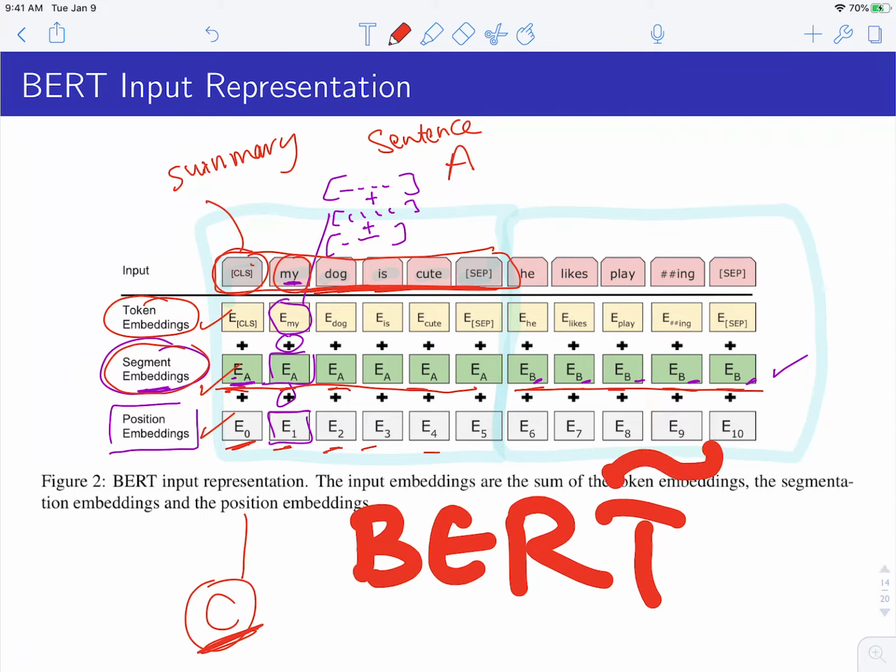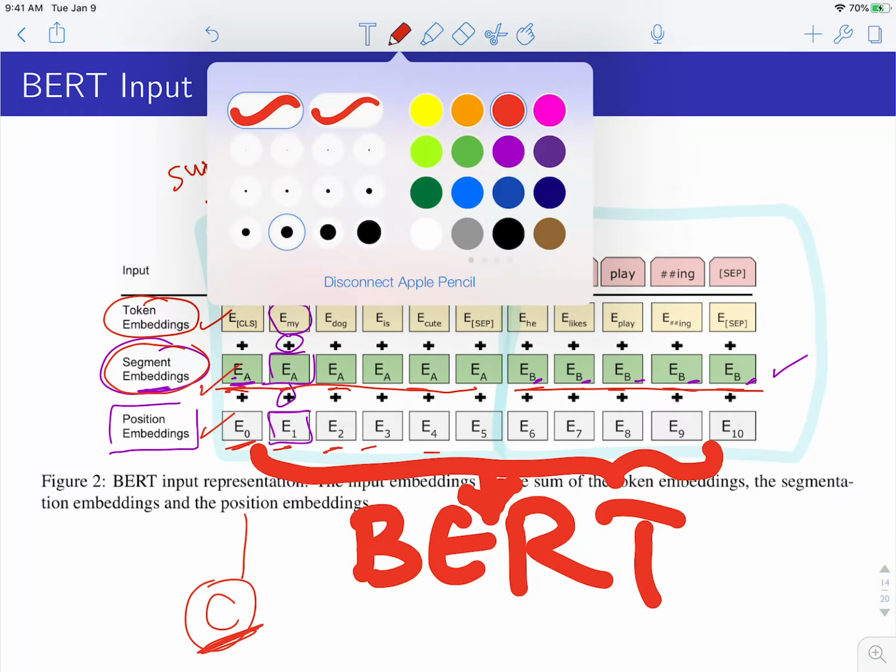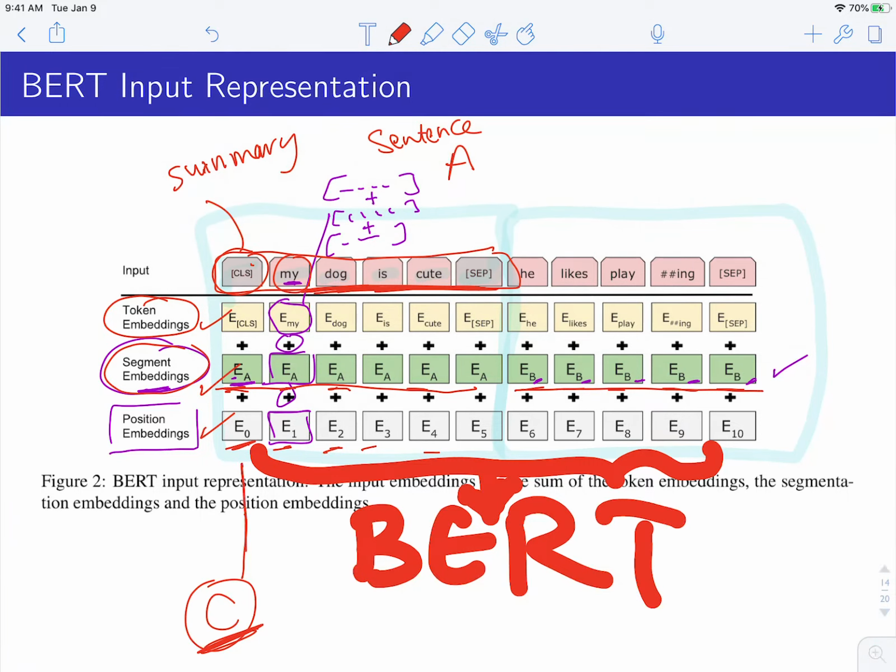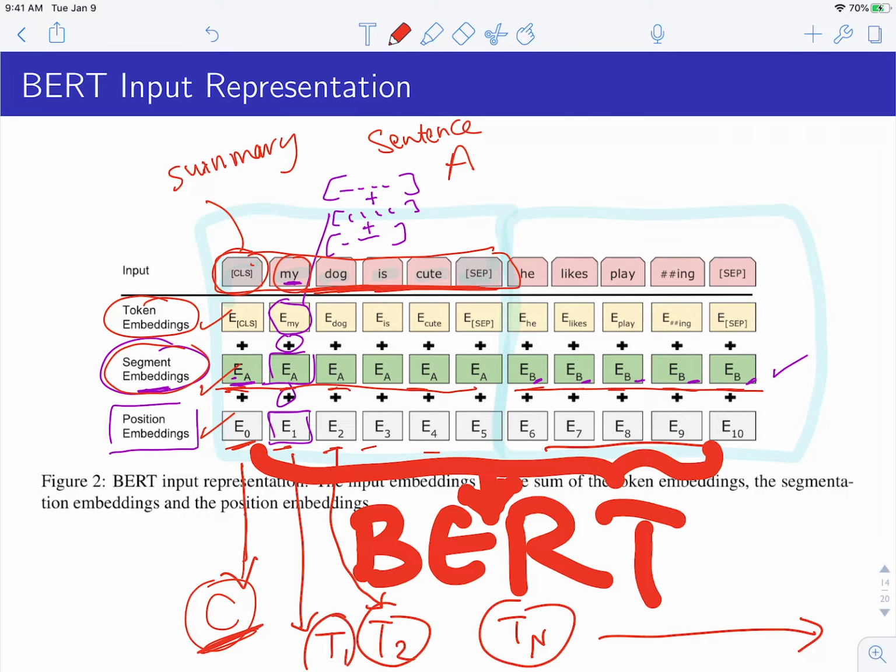Okay, so each of these will go through BERT, and then we will get some representation. This one will get a representation we call CLS, and this word will get a representation T1, and then this one will get a representation we call T2, and so on, until we have Tn for the first sentence. And for the second sentence, it will be something that we will also learn.